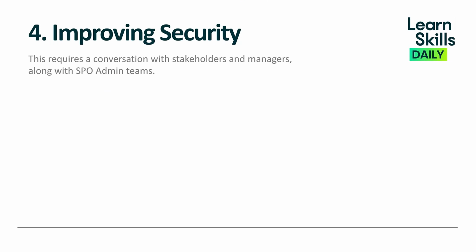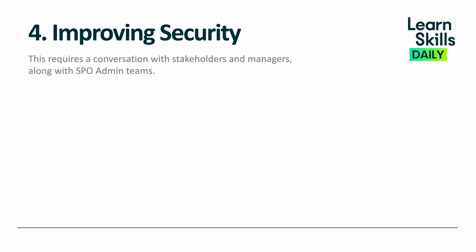Now let's talk about improving security. We did touch on managing access. We understand the concept of 3 levels of security. Now remember, you always have help. The biggest thing that you can do is to have a conversation with your stakeholders, managers, along with the admin team to figure out how you can improve security. The single best thing that you can do is to apply the concept of least privilege.